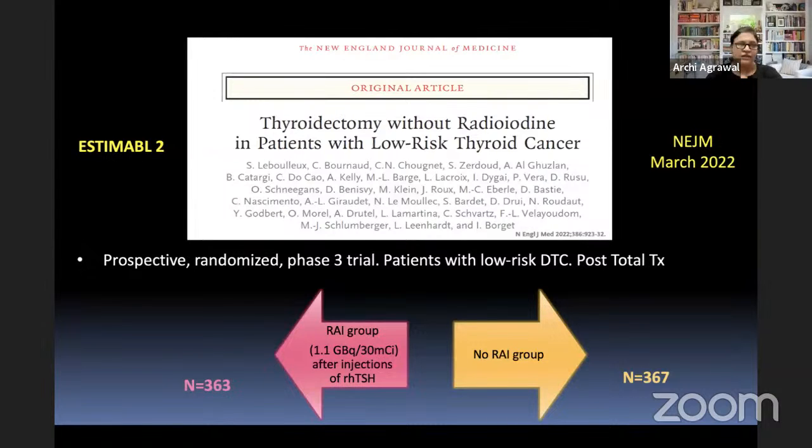So coming to the next trial, the very well-known ESTIMABL2 trial, which was published in NEJM in 2022. And this is a very talked about trial because this was a prospective randomized phase 3 trial in low-risk DTC patients post-total thyroidectomy. So 700 odd patients, divided into two groups. One group received only 30 millicuries, the other group received no radioactive iodine.